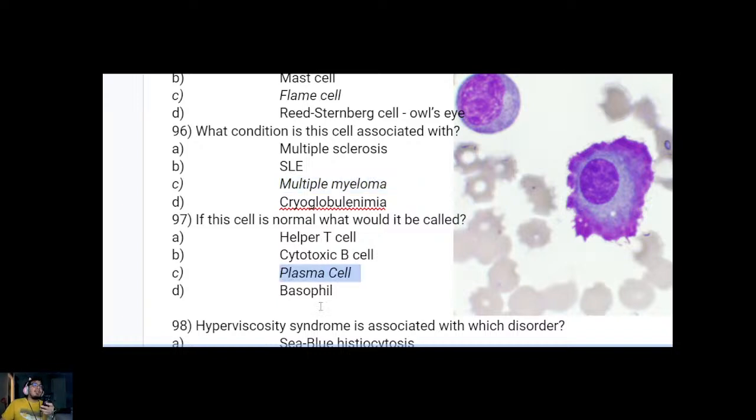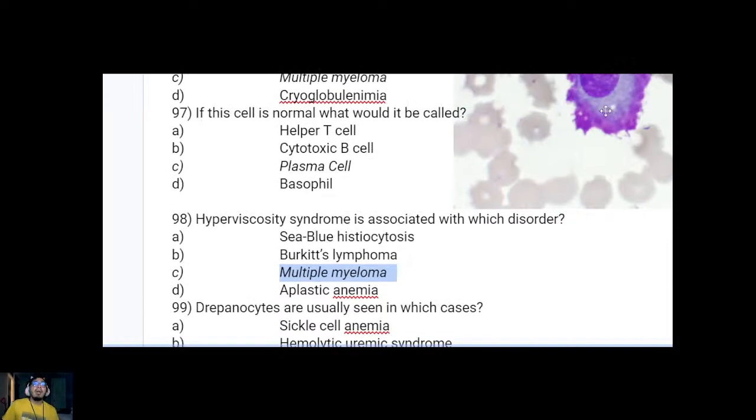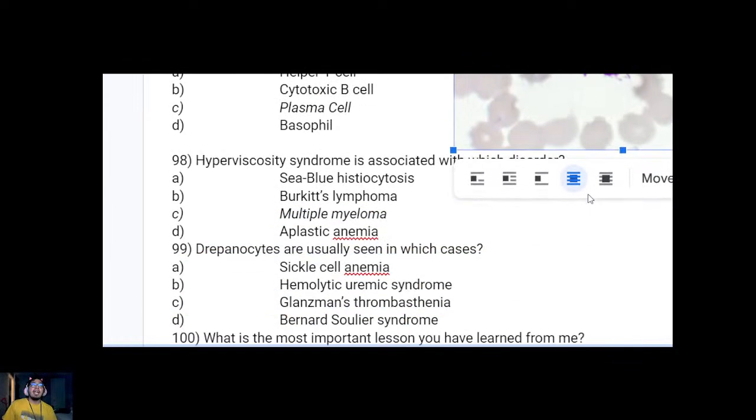Hyperviscosity syndrome naman tayo. Which of the following is associated with hyperviscosity syndrome? Gawa-gawa ko lang si blue histiocytosis. Huwag kayo maniwala dyan. Char lang yan. Burkitt's lymphoma, hindi kasama. Aplastic anemia, paano ka magkakaroon ng hyperviscosity? Wala ka nang dugo, di ba? So, multiple myeloma siya, kasi abnormal hemoglobin. Itong flame cell na to, produce ng antibodies.